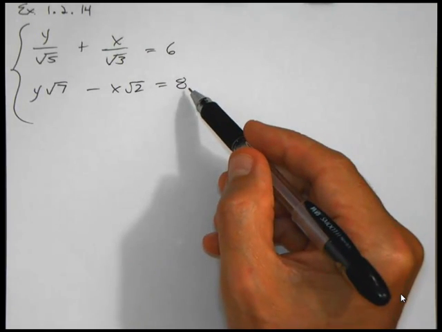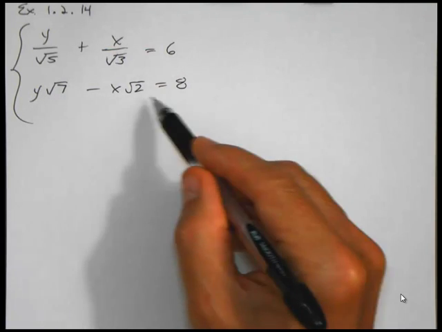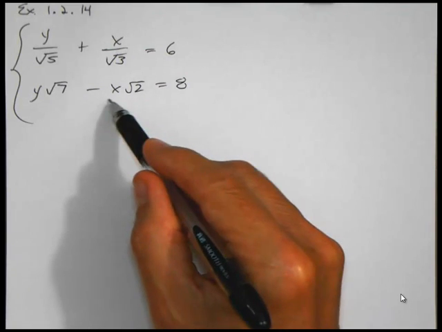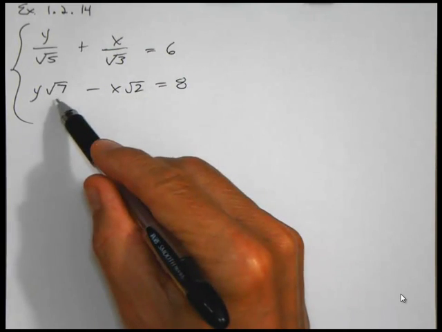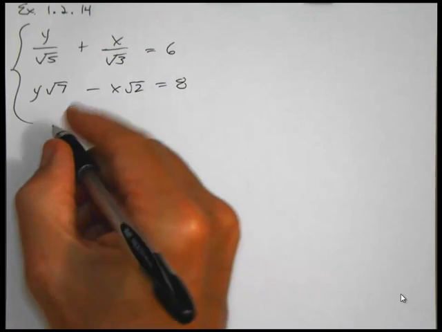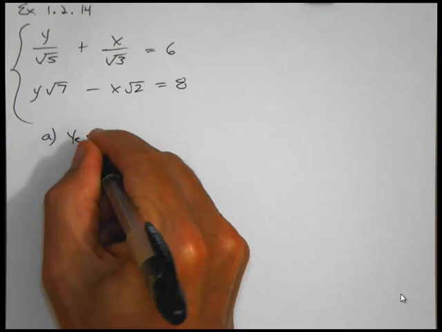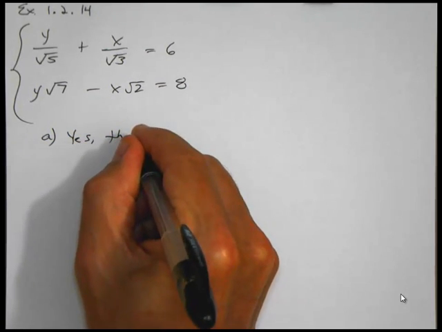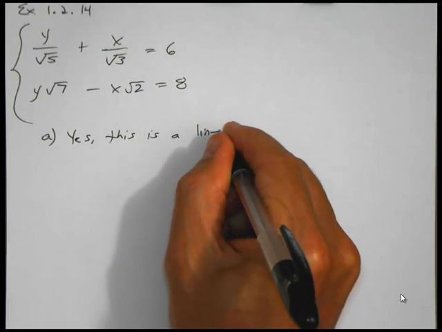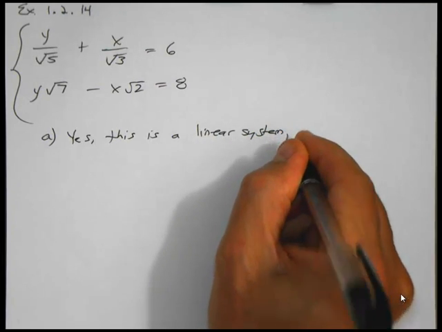The second equation has a couple of square roots, but they're square roots of constants. So we basically have an equation which has constant multiples of x, constant multiples of y, and a constant. It's linear as well. So indeed, the answer to part A is yes. This is a linear system, two variable.